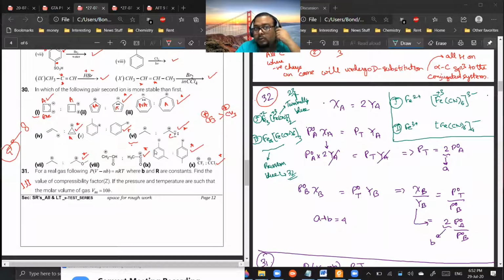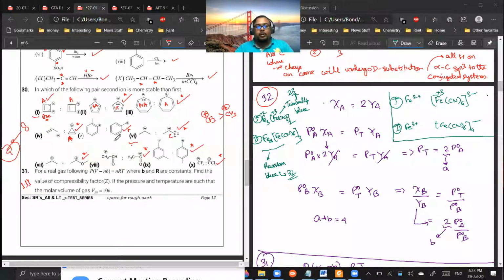Sir, in the first case, which is more stable? See, in the first case both are aromatic. When both species are aromatic, the species with more aromatic pi electrons will be more stable. This is having 2 pi electrons, and it is having 6 pi electrons, so the first one is more stable. And in the fourth case, this is the allyl cation and this is an aromatic cation. Allyl cation is not aromatic stabilized. It is just resonance stabilized. Is it clear?